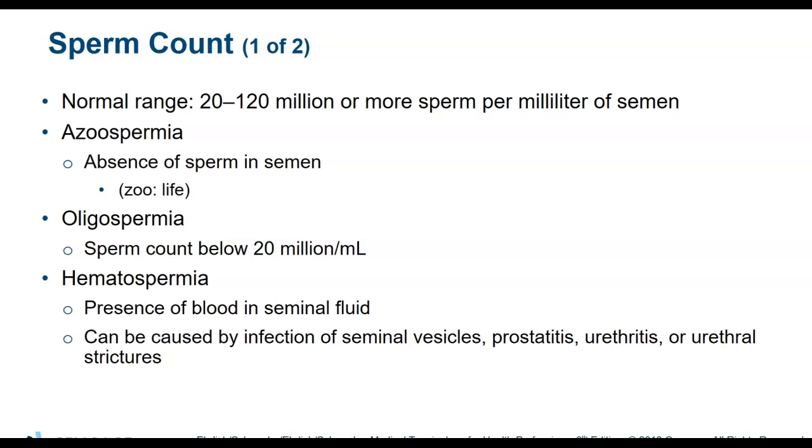And hematospermia is where we're going to see blood in the seminal fluid. This can be caused by a number of different things. It can be an infection in the seminal vesicles. It could be prostatitis. It could be urethritis or urethral strictures. There's a number of reasons. It's not always reproductive produced. It could be because of a urinary issue as well.